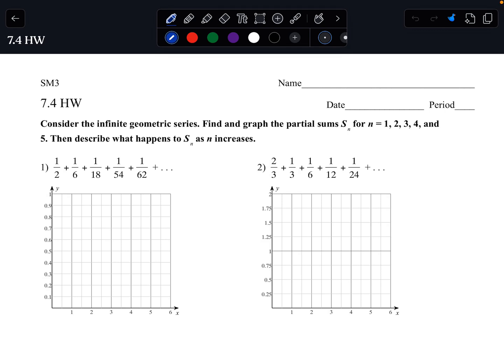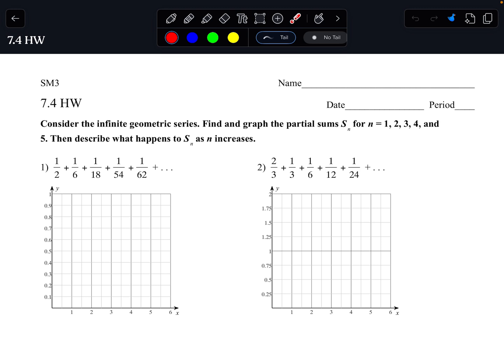Hey guys, I'm going to run through the 7.4 homework, which is the last homework assignment for chapter 7, and it talks about infinite geometric series. So in the previous one, we talked about finite geometric series, and this one's infinite.